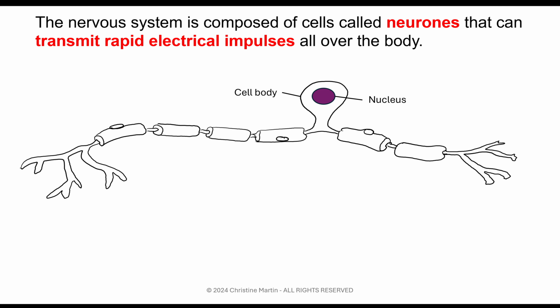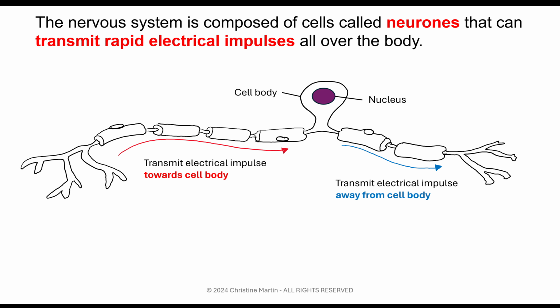Now, this neuron that we're looking at is called a sensory neuron because it is connected to the senses. It is connected to where the receptors are, the receptors that are going to be sensing the changes in the environment. So it's really important that we look at a few things to do with these neurons. And the first thing to know is that our electrical impulse will be transmitted towards the cell body, and then it will be transmitted away from the cell body.